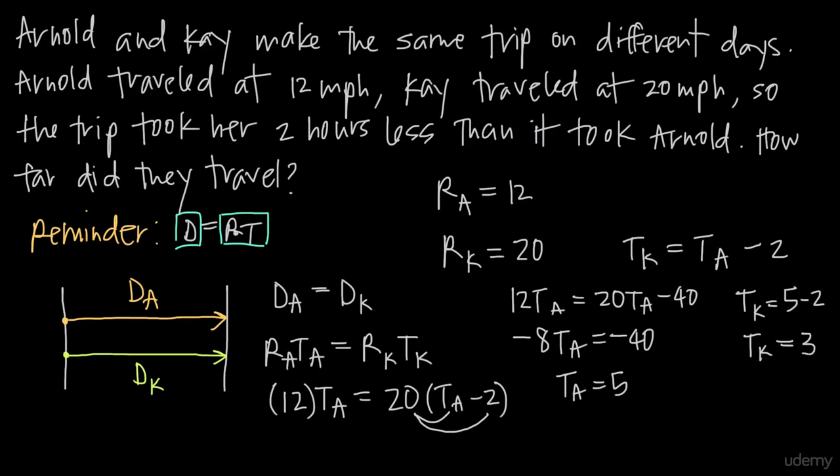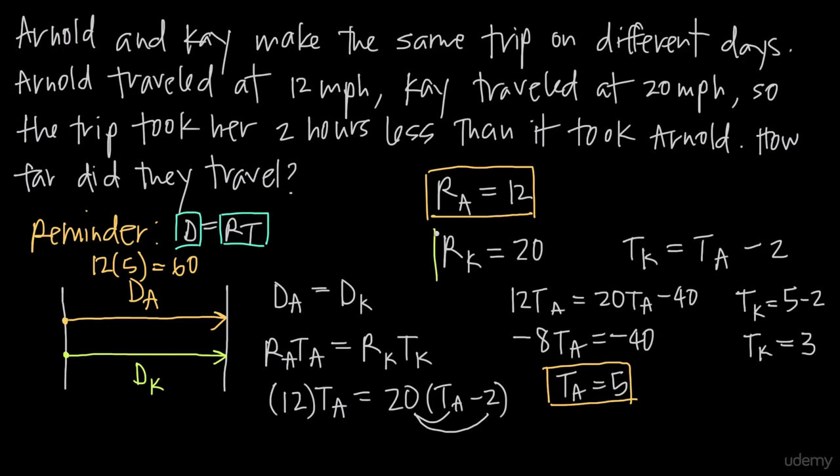Now, since we know that distance is equal to rate times time, and we have the rate and the time for both Arnold and Kay, we can find the distance that they traveled. So we know that Arnold's rate was 12, and we know that Arnold's time was 5, so his distance is going to be 12 times 5, which we see is 60. Kay's rate was 20, and Kay's time was 3, so Kay's distance will be 20 times 3, which is 60.